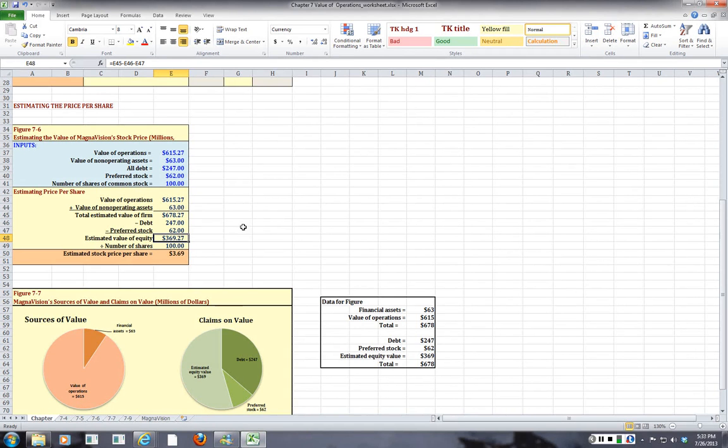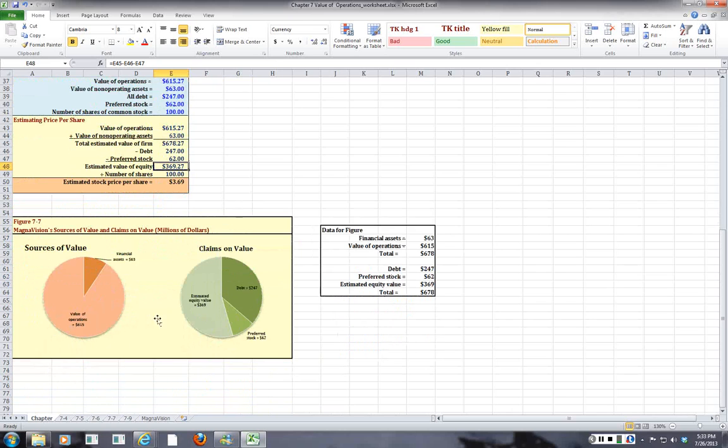So when you look at the charts down here, you can see the value of operations was 615. The value of the assets, those financial assets, was 63. So that total is $678.27. And then you've got the claims on that. So we have 369 as the estimated equity value. The debt is 247, and the preferred stock is 62.